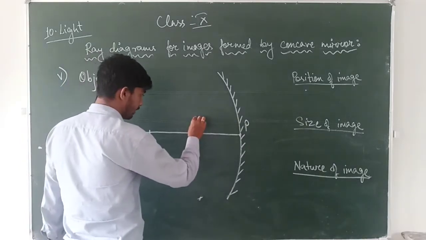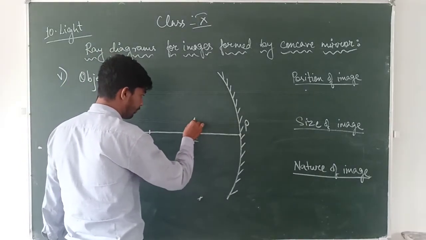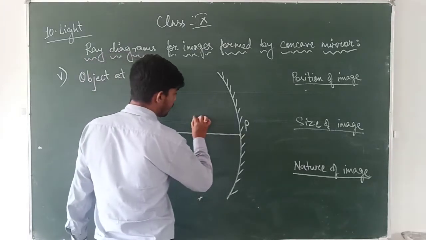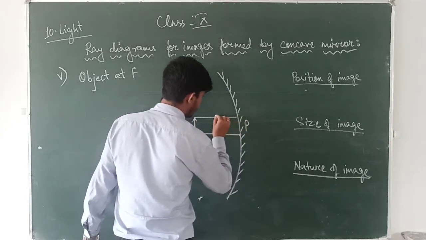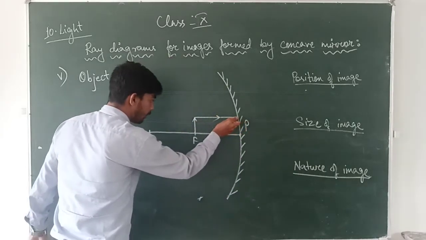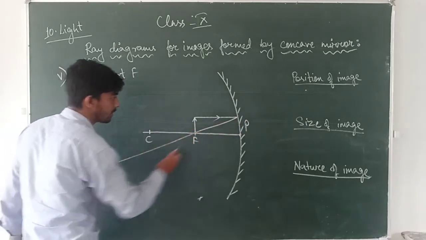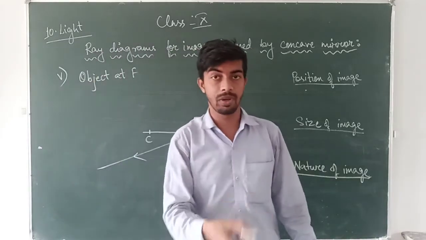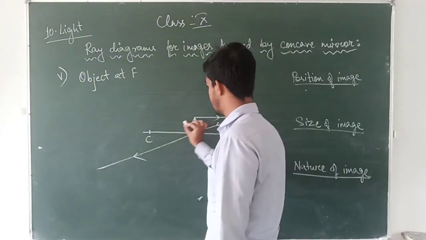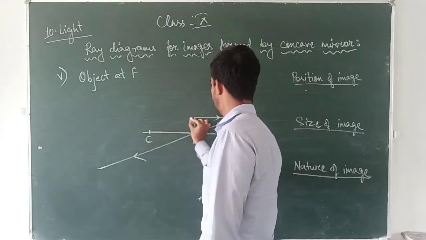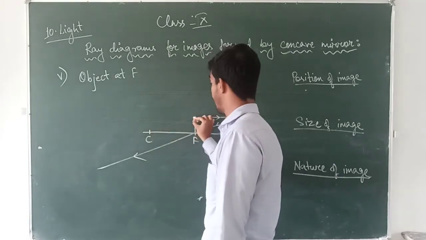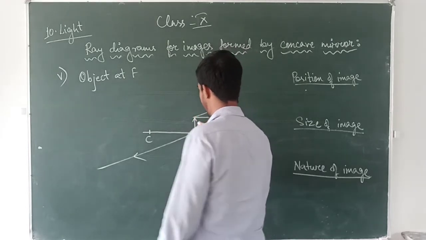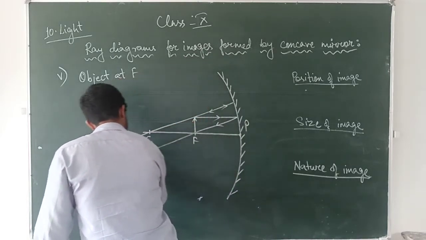Now the object is placed here. It is on the focus. So the first ray will go parallel to principal axis, hit the mirror, and after reflection the ray should come like this. It will reflect through the focus. Second ray, just like the previous one, we will take like this, such that this and this point are on the same line, and the ray will hit the mirror, and the ray will reflect back like this.